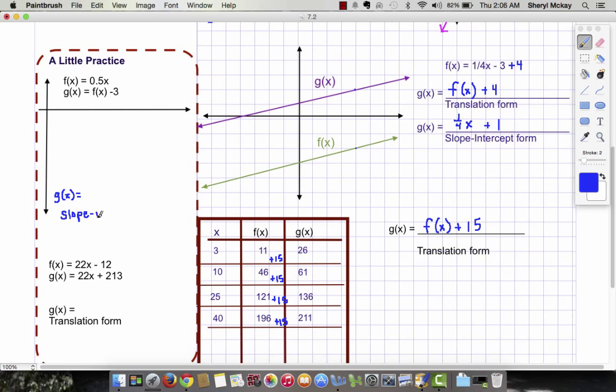Now, you may want to graph it if you think it will help you to see it, and that's perfectly fine. Or you might be able to just figure out what g of x is because you know that g of x is whatever f of x is minus 3. So go ahead and tell me what it is.